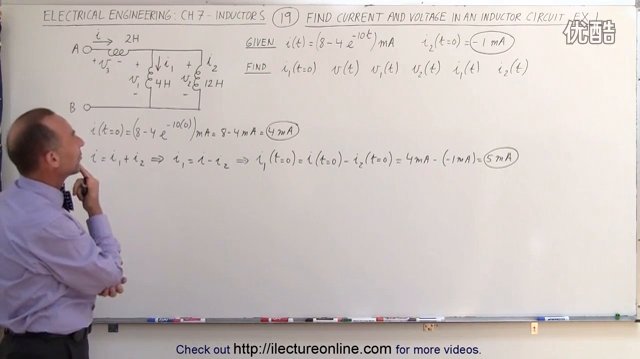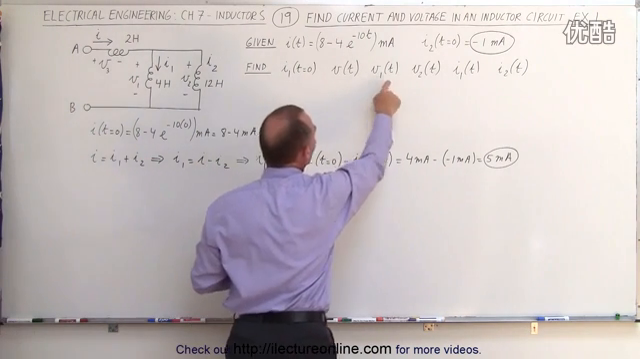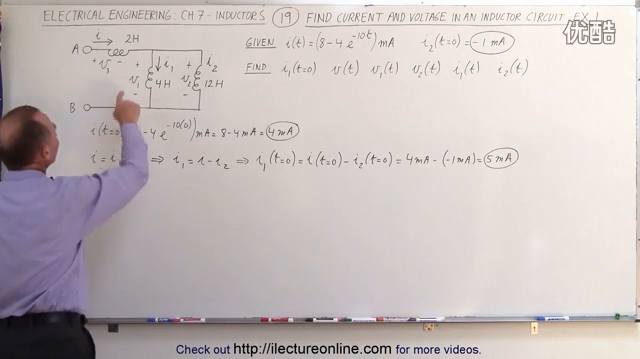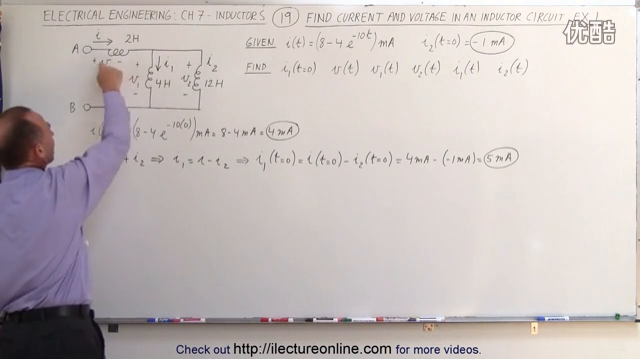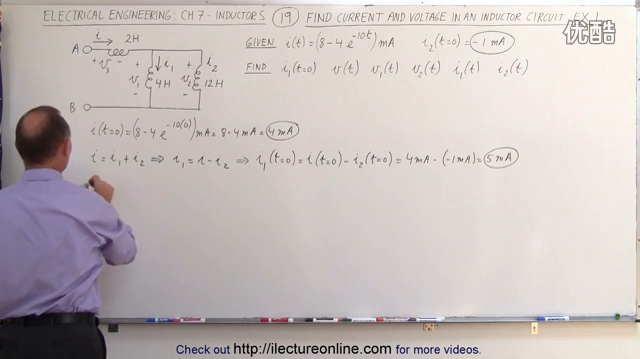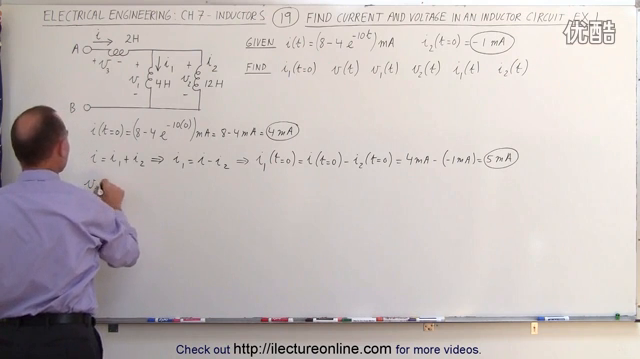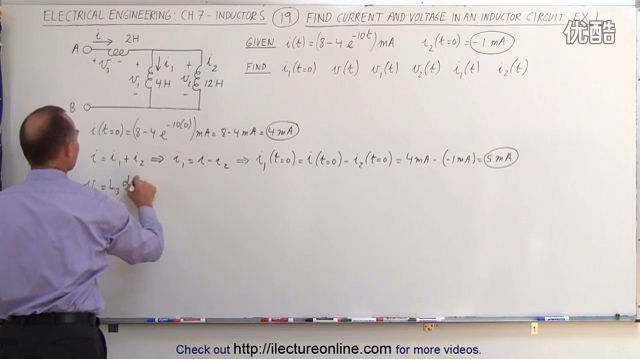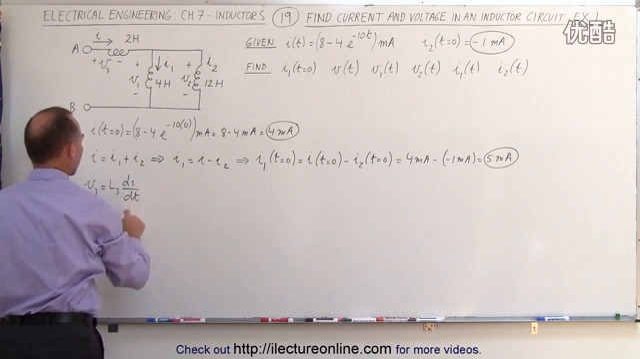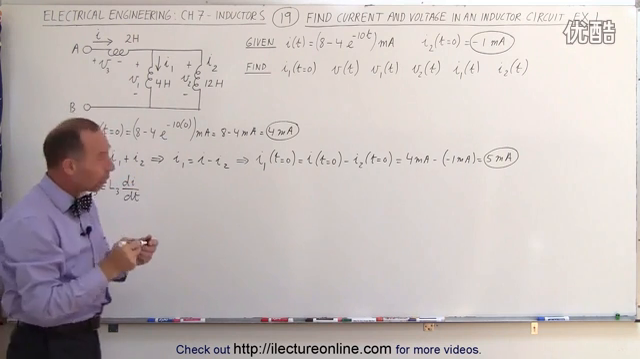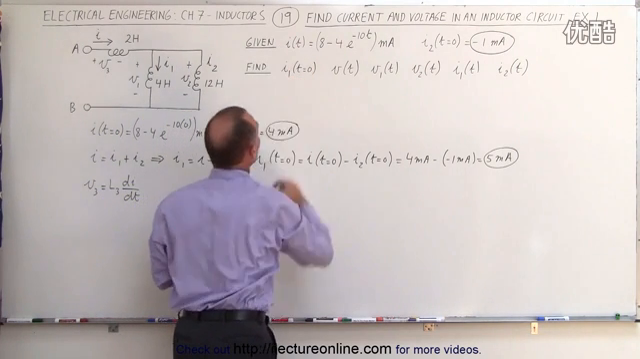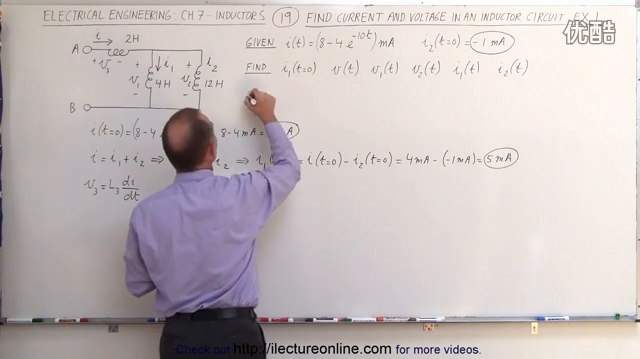Secondly, we need to find the total voltage, V1 and V2. How do we figure that out? Well, let's start out with finding the voltage across this one right here. We can say that the voltage V3 is equal to inductance L3 times di dt. Now we don't know yet what di dt is, but we do know what I is, which means we can find di dt by taking the derivative of that. So let's do that here.